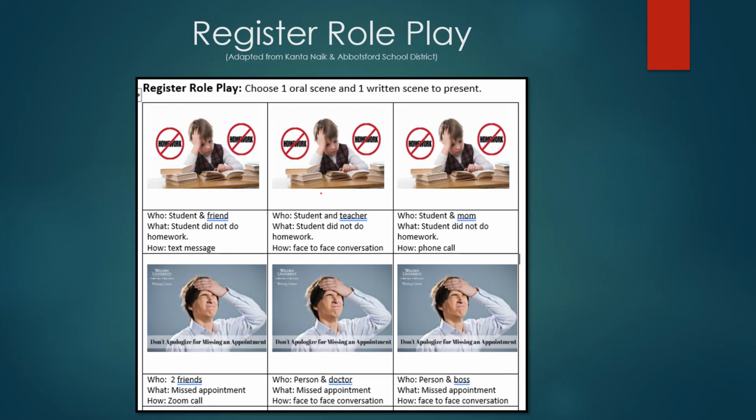So what does this mean for our pedagogy? Well, we might start with a register role play to help our students understand the notion of register. They could choose one oral scene and one written scene to present to the class. And hopefully, each scene would look a little different depending on the who, what, and how.